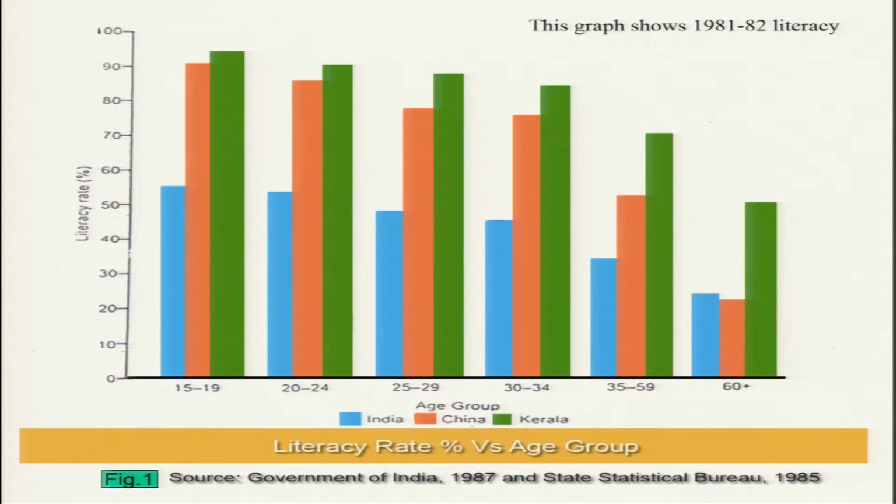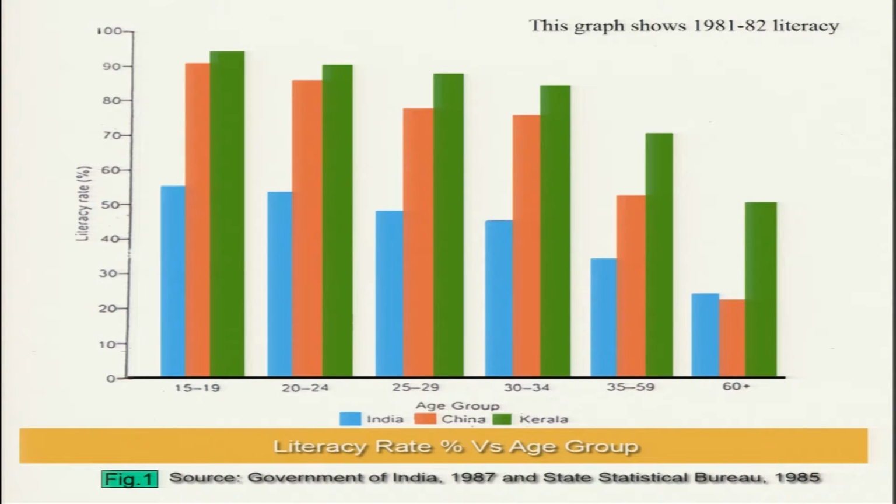Now, this figure presents the age group wise literacy rate of India, China and Kerala. Of course, this graph was prepared based on little old data, 81, 82 literacy data, but actually this graph shows a trend which is valid even today. And when we get this type of age group wise data, it helps us to have some better insight, like how literacy is progressing.